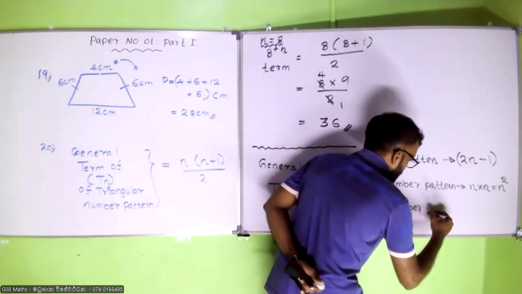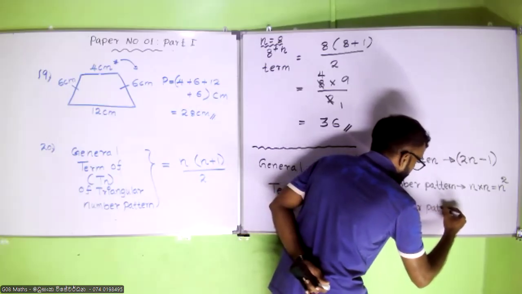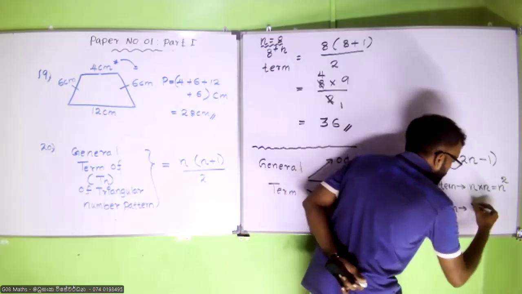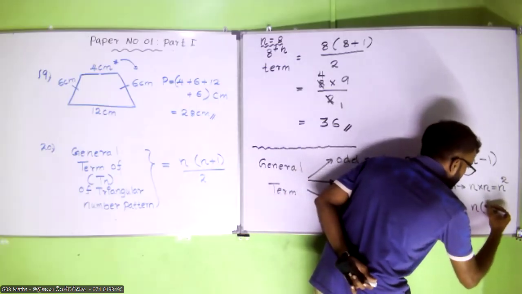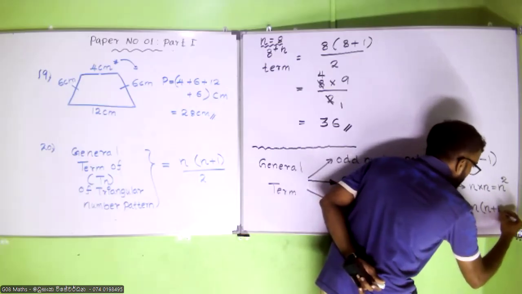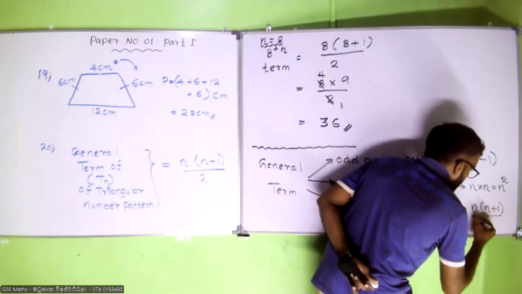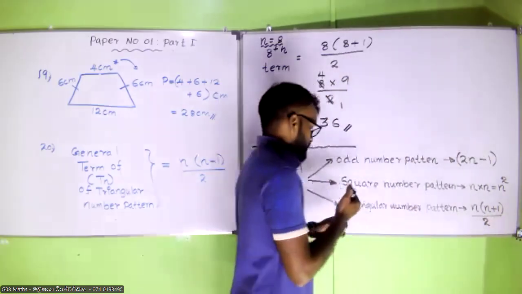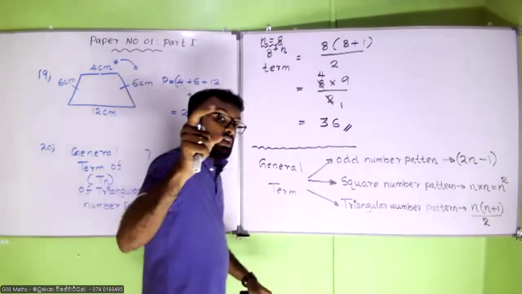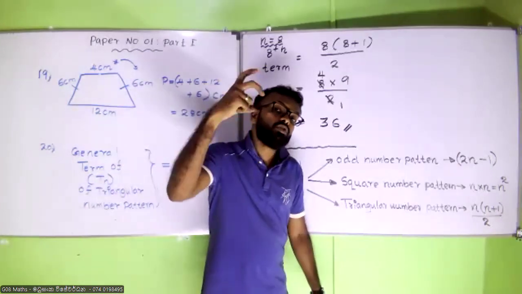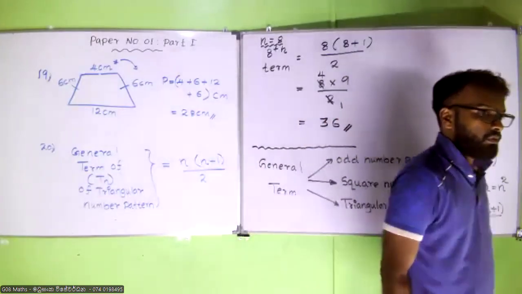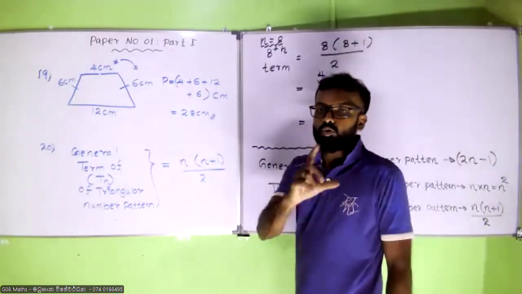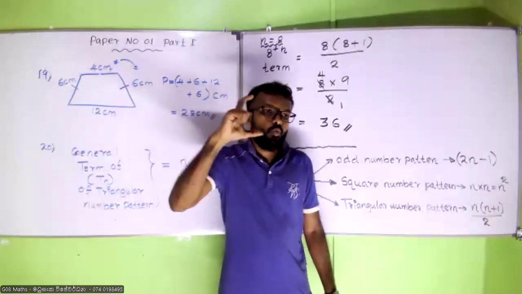Triangular number pattern: n multiplied by n plus 1 divided by 2. Hurry. What is the general term of multiples of 2? Multiples of 2. 2n. Yes. Excellent.